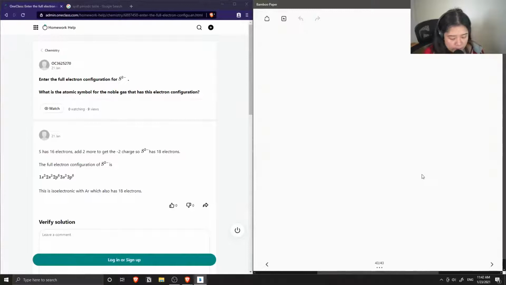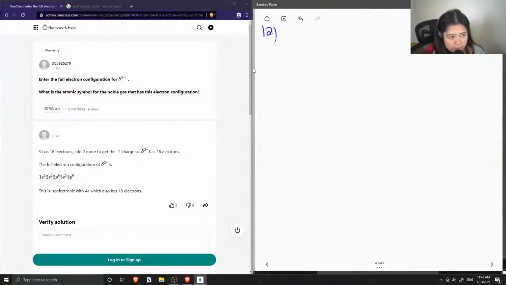Okay, so question number 12. Enter the full electron configuration for sulfur 2-. What is the atomic symbol for the noble gas that has this electron configuration?